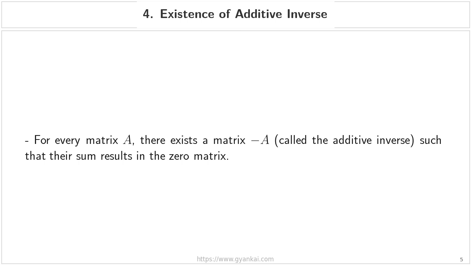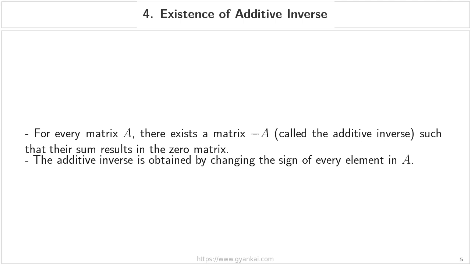The defining characteristic of the additive inverse is that when it is added to the original matrix, the resulting sum is the zero matrix. To obtain this additive inverse, you simply change the sign of every single element within matrix A. This means positive values become negative, and negative values become positive.